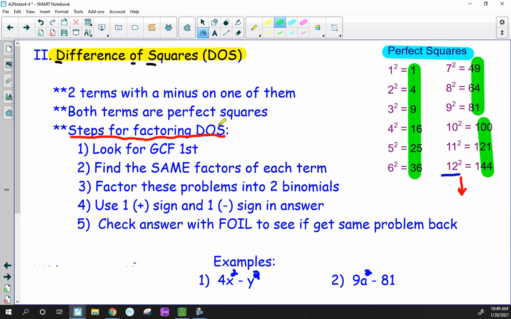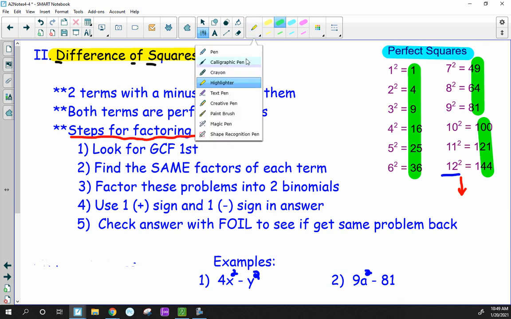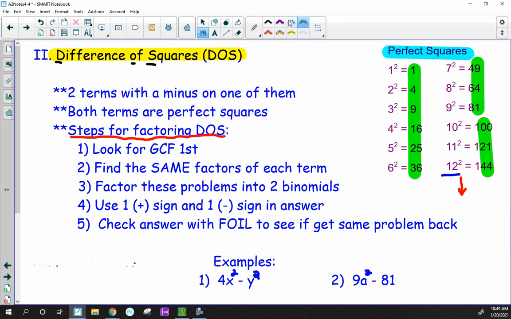Steps for factoring DOS. Step 1 is to look for a GCF. Always look for a greatest common factor no matter what type of factoring problem it is. If it does have a GCF, you are expected to take that out in the first step. Step 2, you are to find the same factors of each term. So in other words, if they give me 25 in my problem, then I'm supposed to factor it by using 5 times 5. Same number.